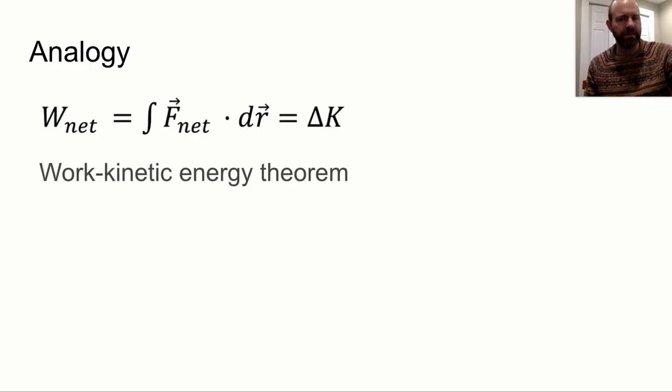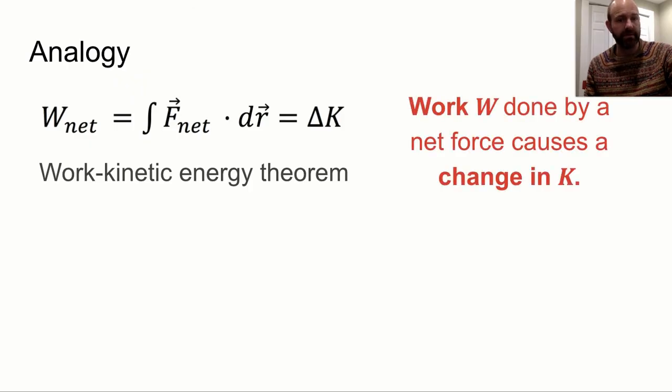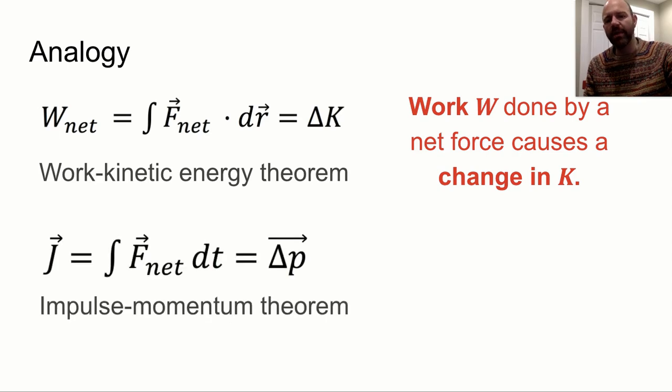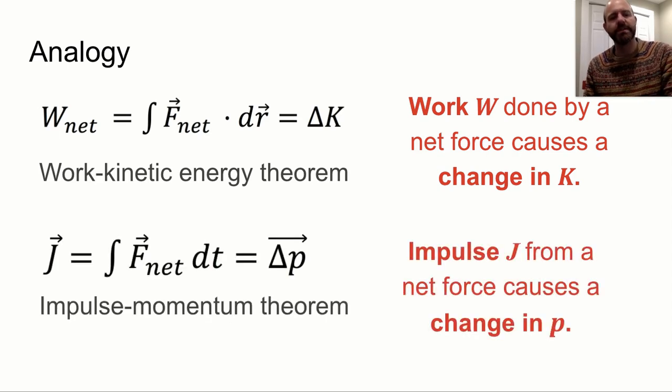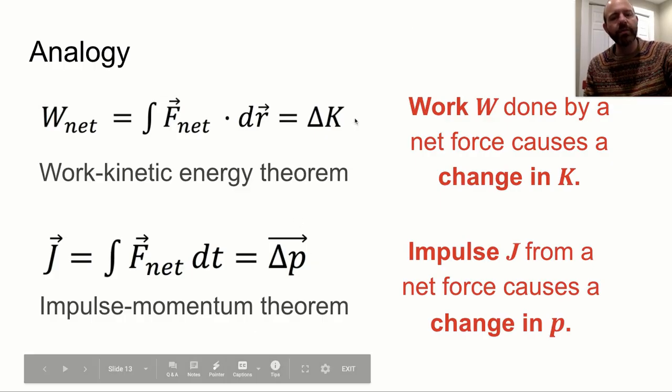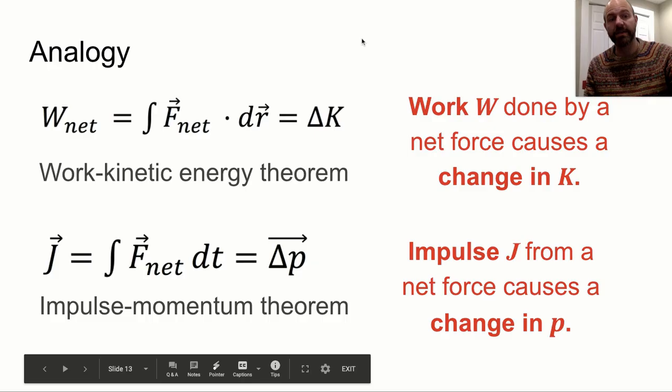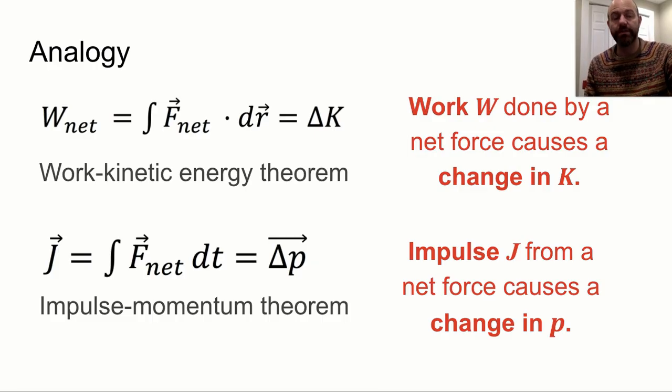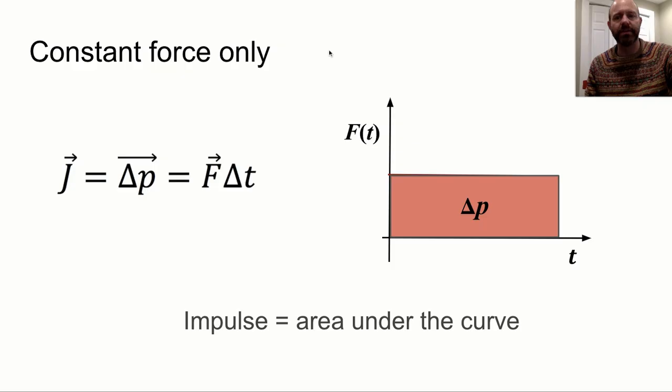So here's an analogy. We have the work kinetic energy theorem that says that the change in kinetic energy has to do with the work done by the net force, right? And then now we have what we call the impulse momentum theorem that says the impulse from a net force causes a change in momentum. Both of these refer to a change in how fast an object is moving. The net work one only cares about how fast it's going, because that's change in kinetic energy. The impulse one actually tells us about the change in direction. So they have overlapping ideas, but they tell us different things.